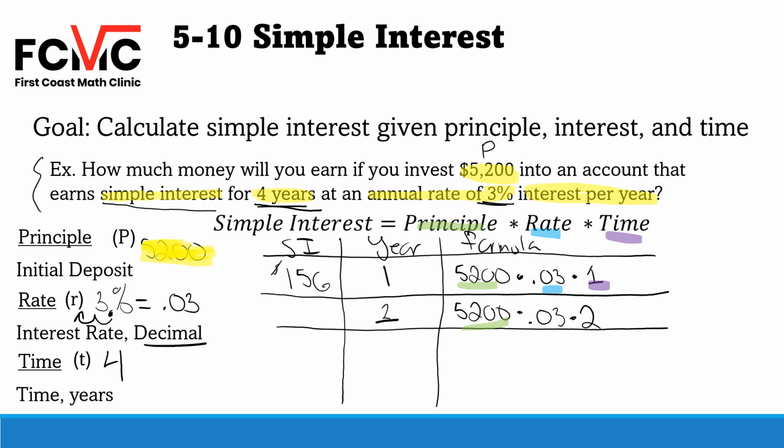So we want to figure out how much money we're going to have if we invest for 2 years. We know at 1 year, we're going to have $156. At 2 years, our principal, $5,200 times 0.03 times 2, gives us $312. Now we may notice that this is just plus 156.